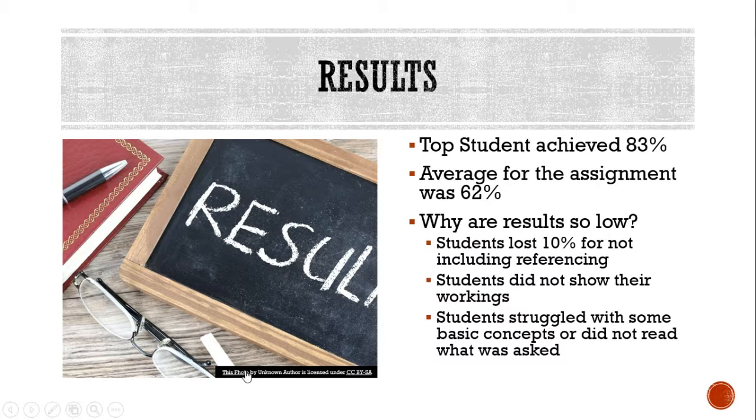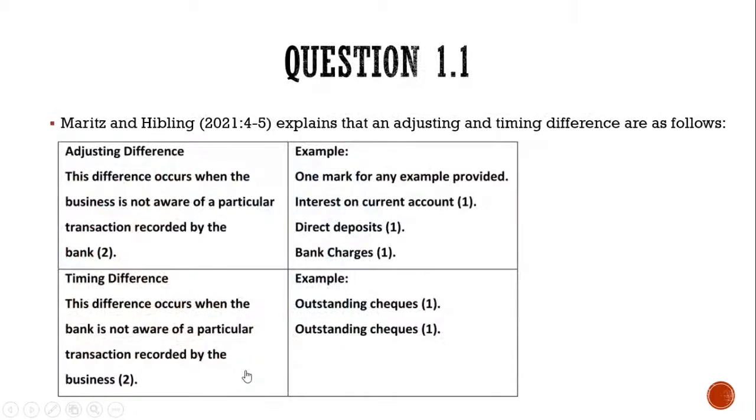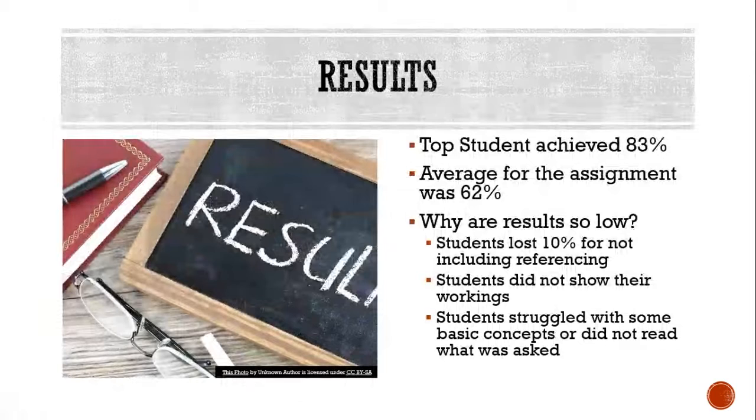Now, where a lot of students went wrong is with the bank reconciliation, specifically, students struggled with that, and then with the debtors statement that you had to do. So there were a few things which people got wrong there. So one of the things, similar to the test, is students did not show their workings, and there were some basic concepts you were struggling with, or you didn't read what was actually asked, and then you just did something completely different.